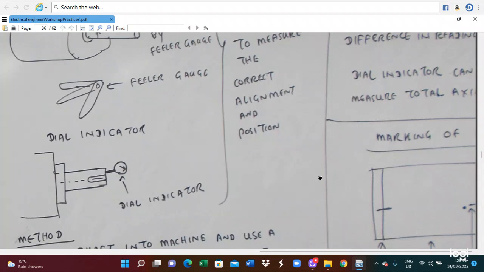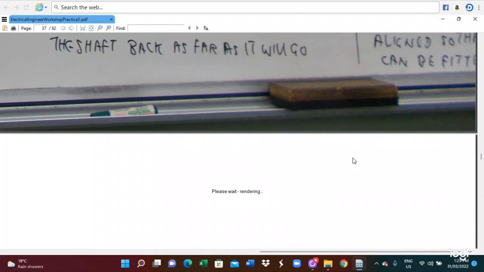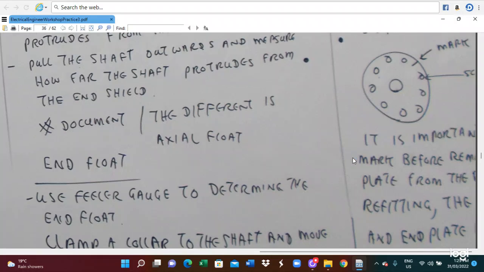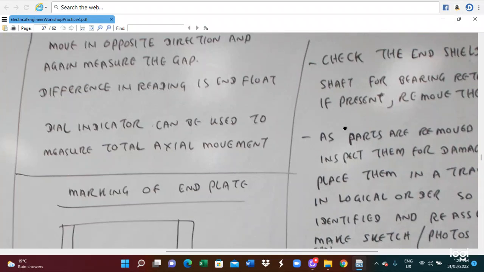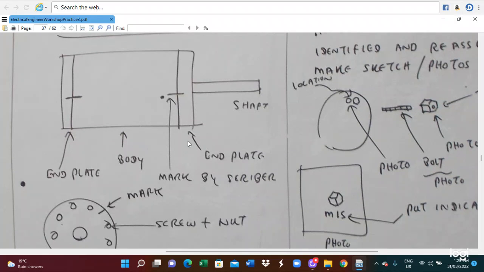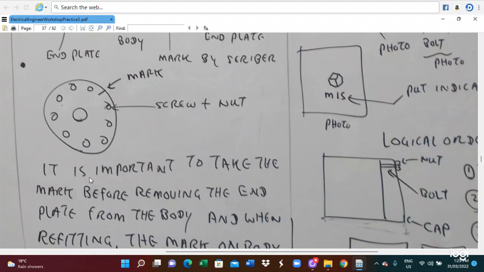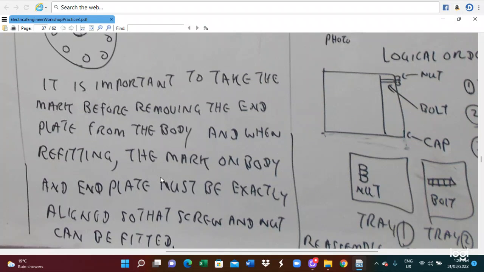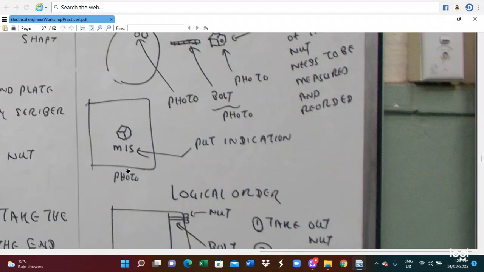So here we utilize a marking of the end shield. Before you are dismantling, you have to make the marking. For the marking of the end shield, on the end shield and the body, you have to put an appropriate mark, also on the screw and nut. So this is important: take the mark before removing the end shield from the body. When refitting, the mark on the body and the end shield must be exactly aligned so that the screw and nut can be fitted.